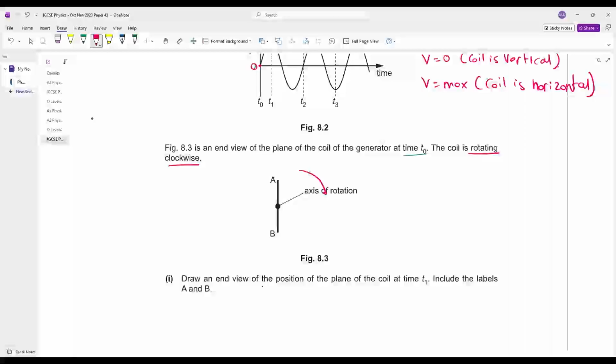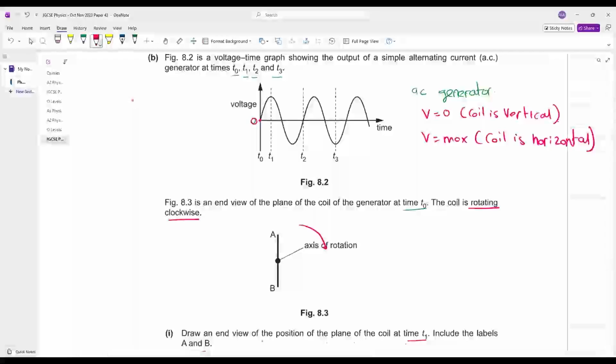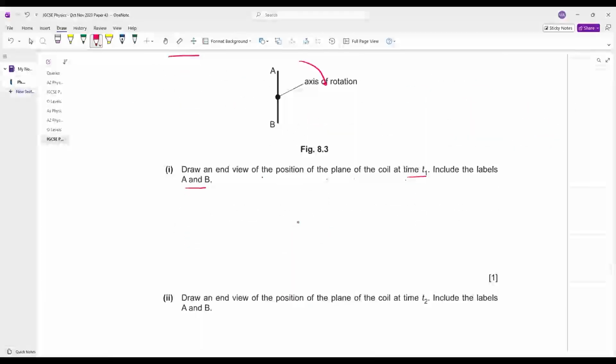Draw an end view of the position of the plane of the coil at time t equals t1. Include the labels A and B. What is happening at t1? You have maximum positive voltage. If you have maximum positive voltage, the coil will be in the horizontal direction. Point A like this, point B on the left side.